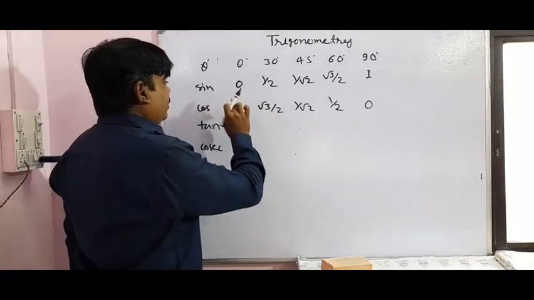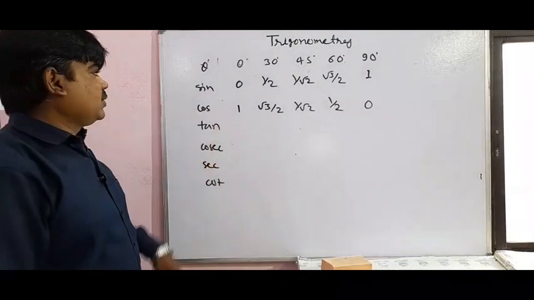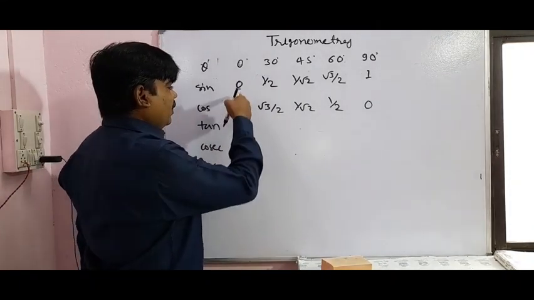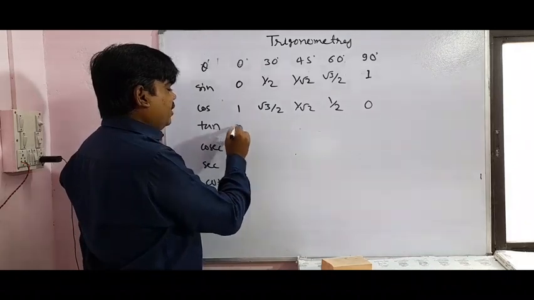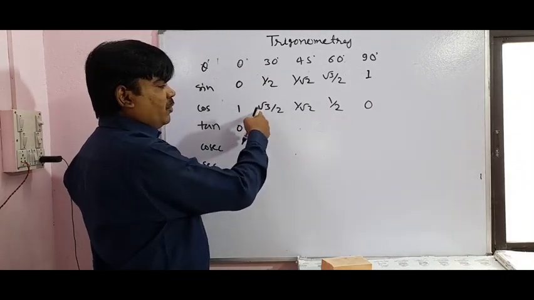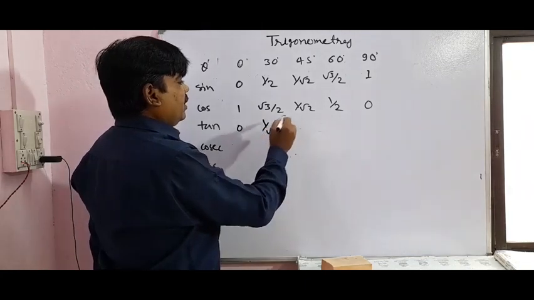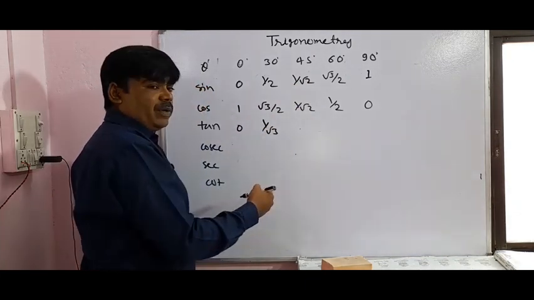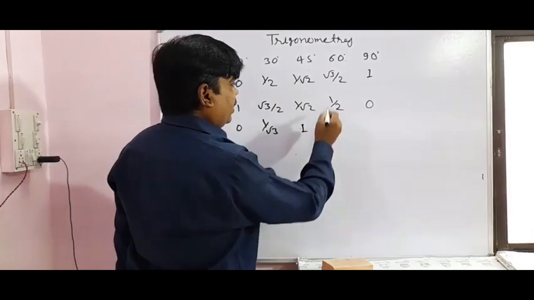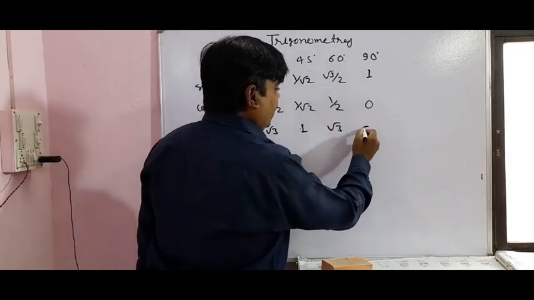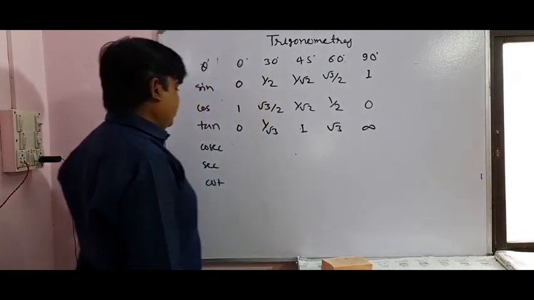Now here you want to find the value of tan theta. So tan theta will be sine upon cos. When we divide 0 by 1, we get 0. When we divide 1 upon root 2 by root 3 upon 2, that is 1 upon root 3. And here 1 upon root 2 divided by 1 upon root 2, we get 1. Here we get root 3. And when we divide 1 by 0, we get infinity.